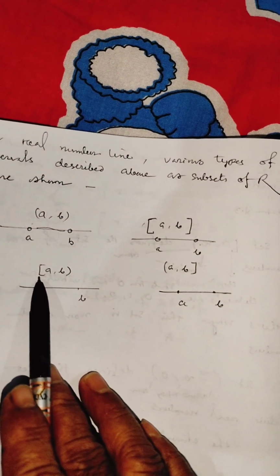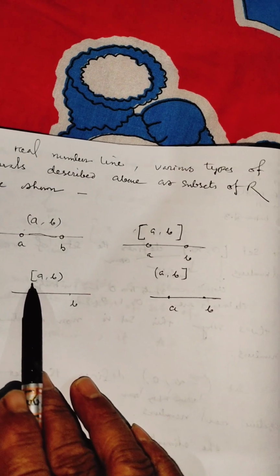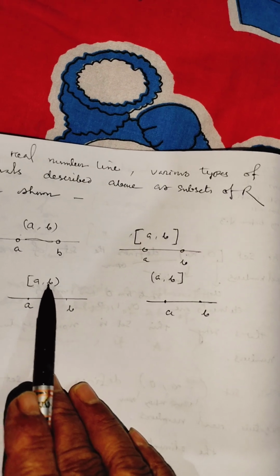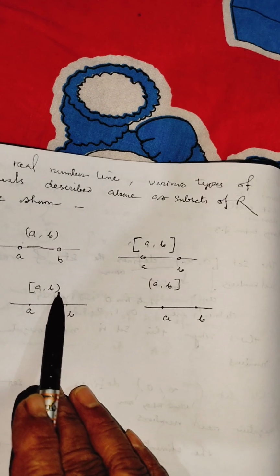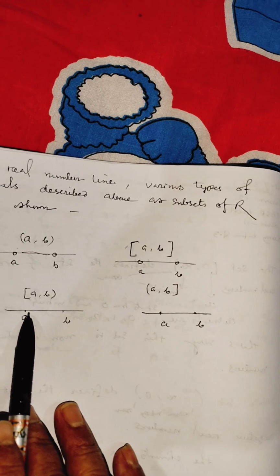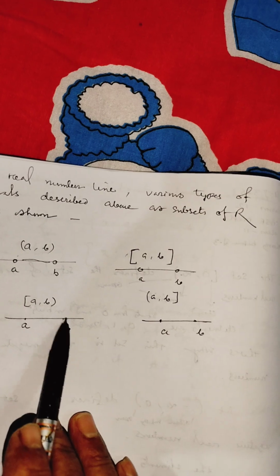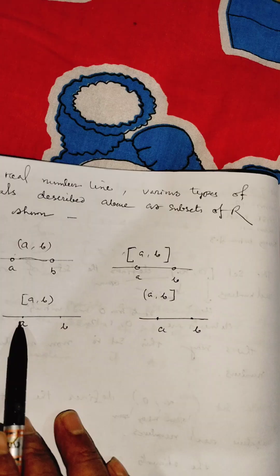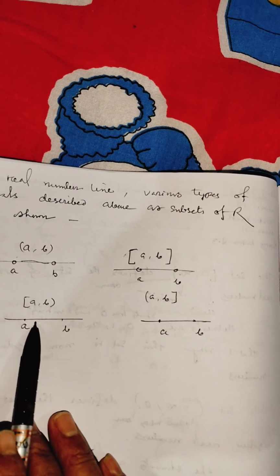Now next, it starts from number 3. It starts from A, which is closed. As it is closed, it starts from A, but it does not end at B. Why? It is open, so it does not touch B. It starts from A but does not touch B, because it is open. This is the form of the third number.